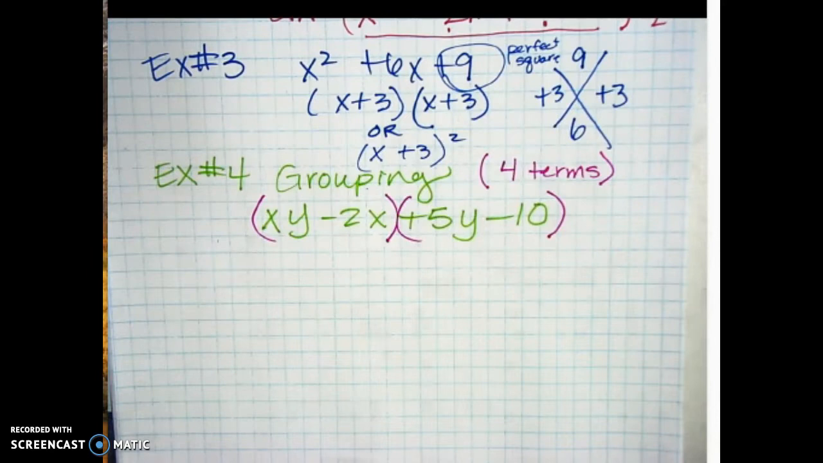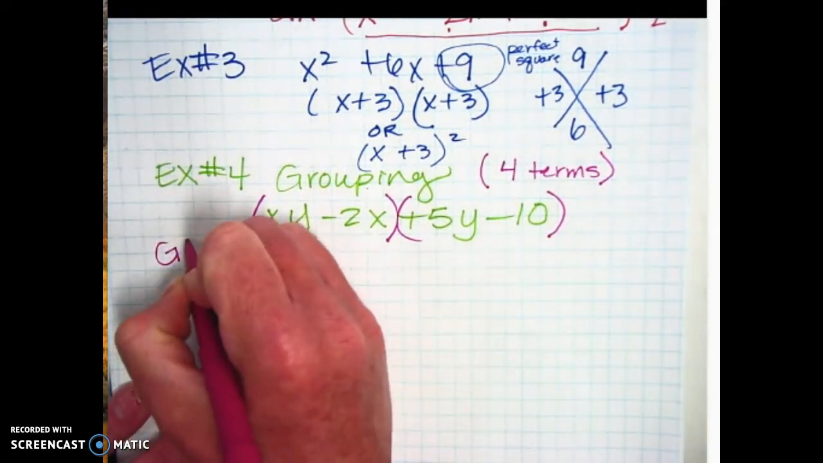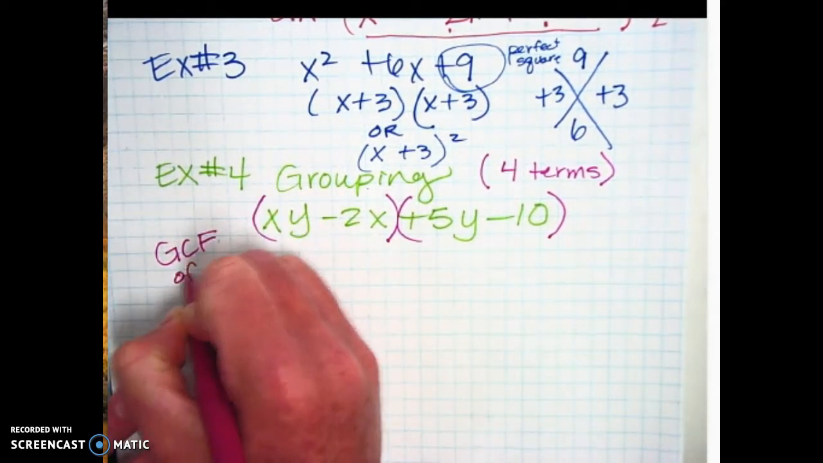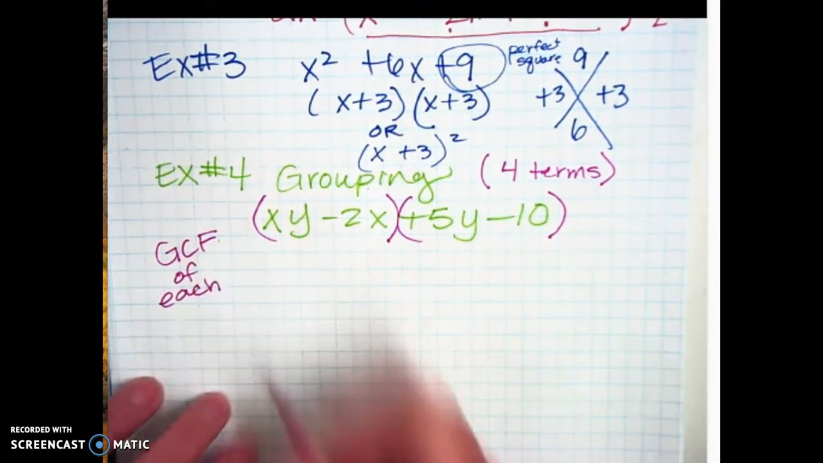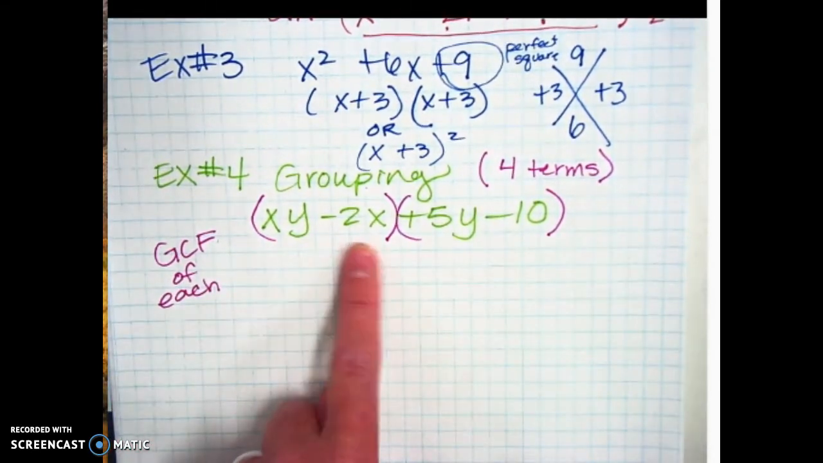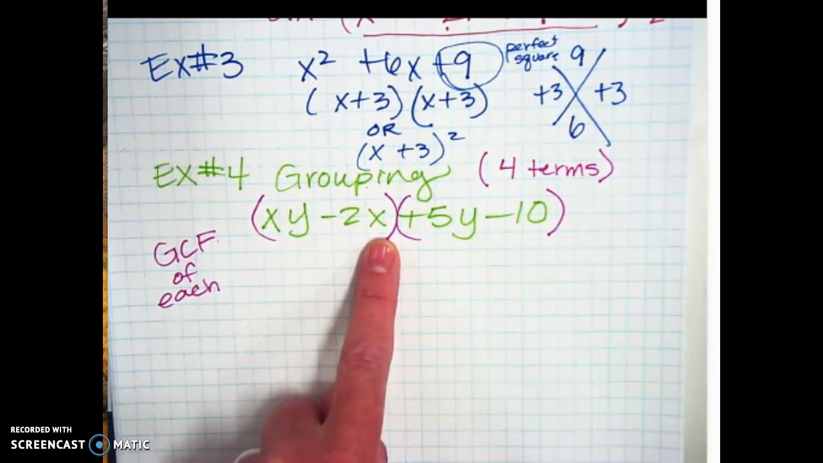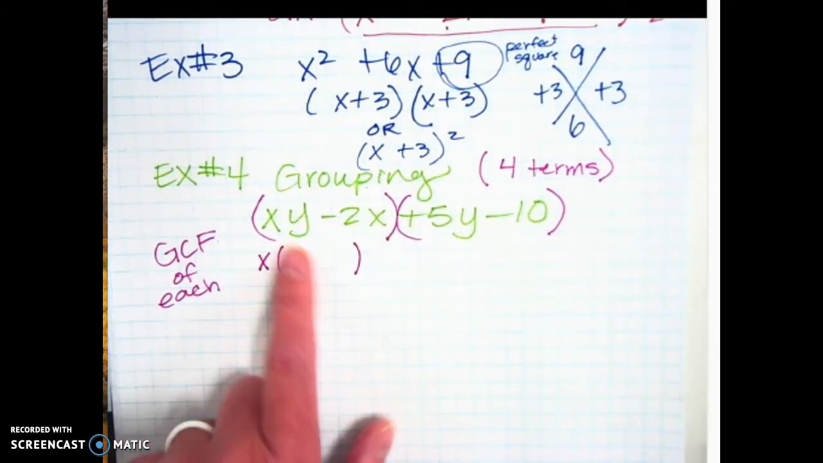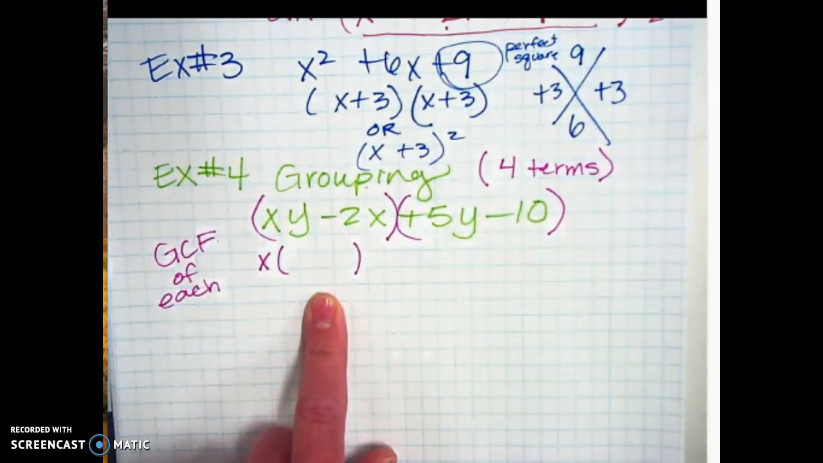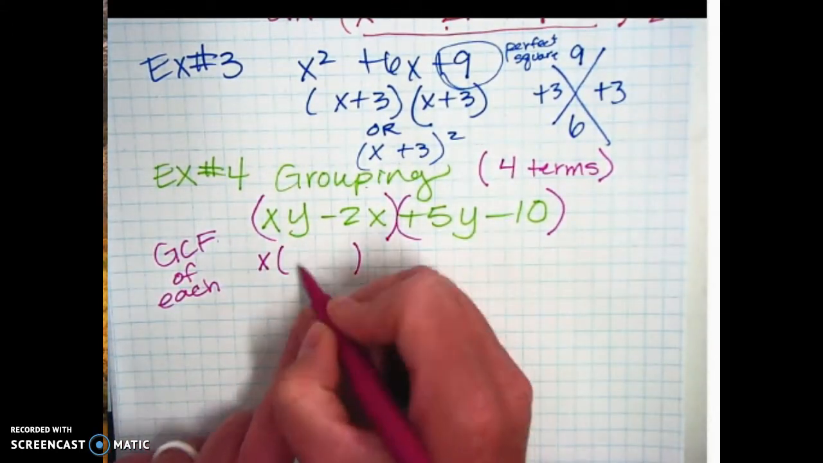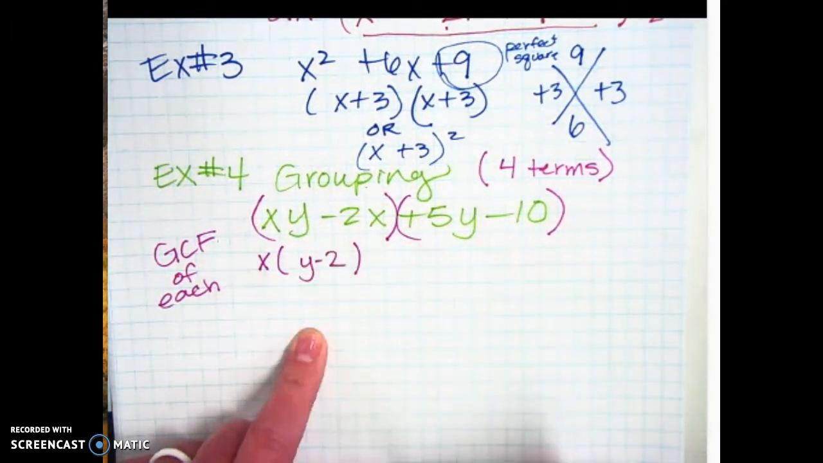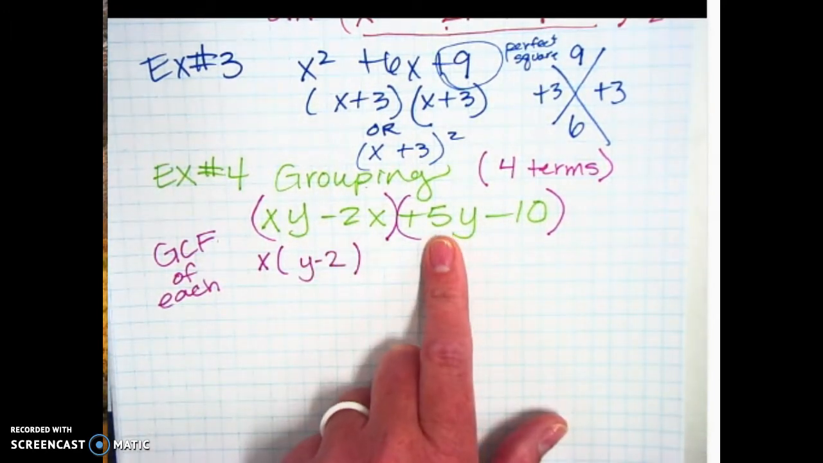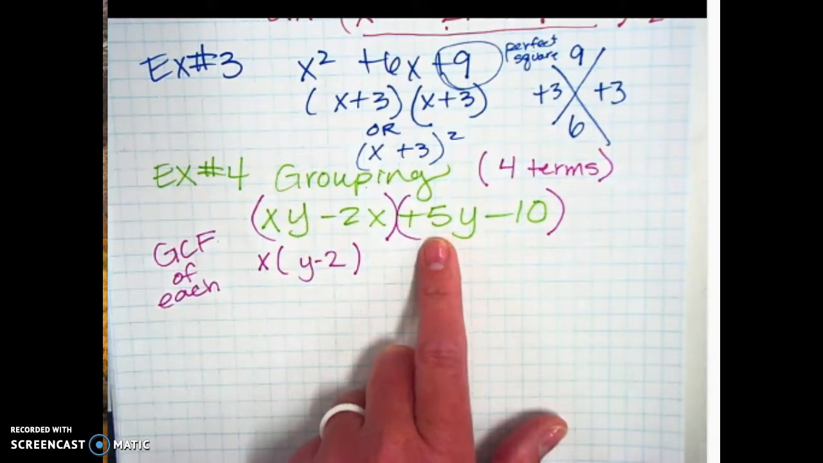With each of those, we want to get the GCF of each. So only look within this first set of parentheses. What's the GCF of these 2 terms? X. So if we factor out that x, what binomial is left in there? Y minus 2.